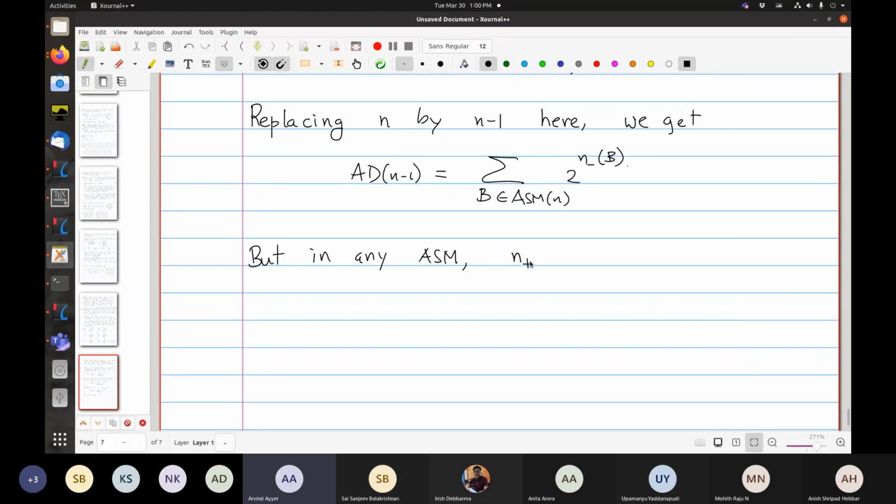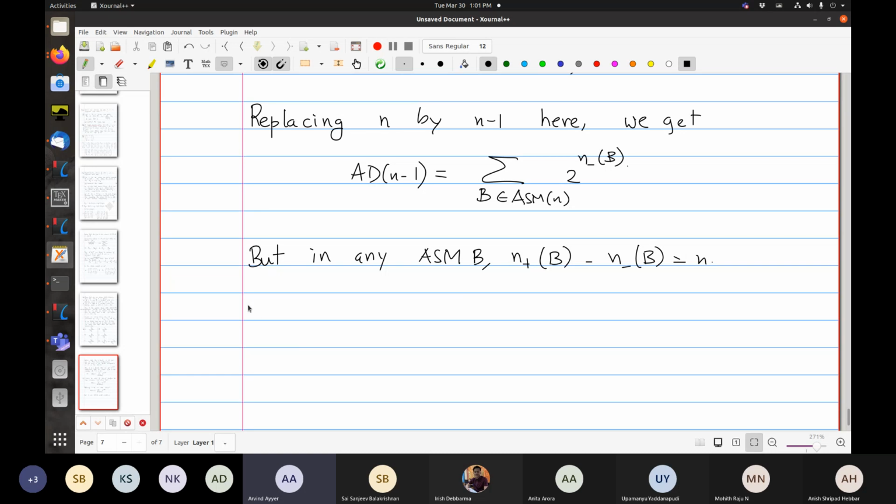So for any ASM B, n plus of B minus n minus of B is equal to n. Why? Because in each row you will necessarily have exactly one more 1 than a minus 1, and there are n rows. So if you do the subtraction row wise, you will get 1 plus 1 plus 1 on the way up. So therefore, that's n.